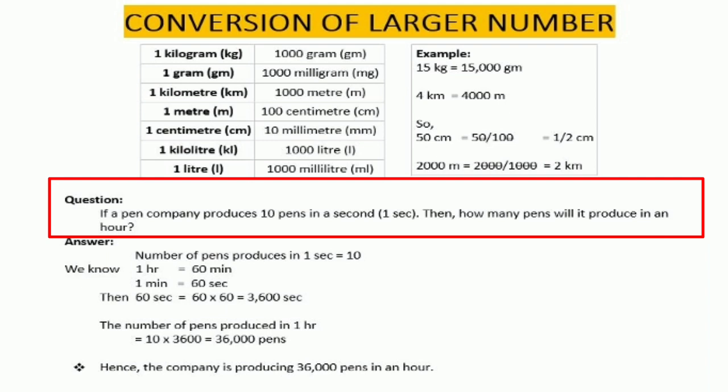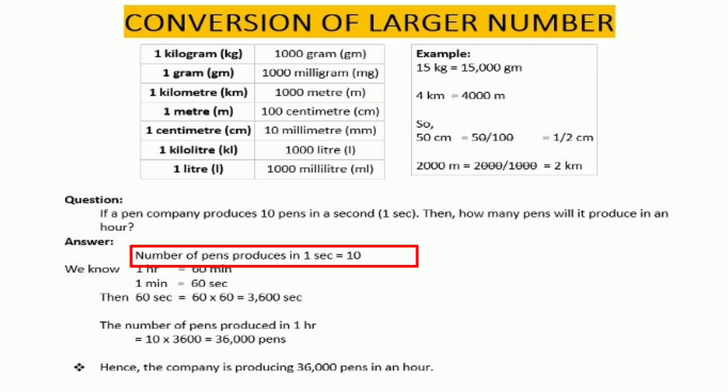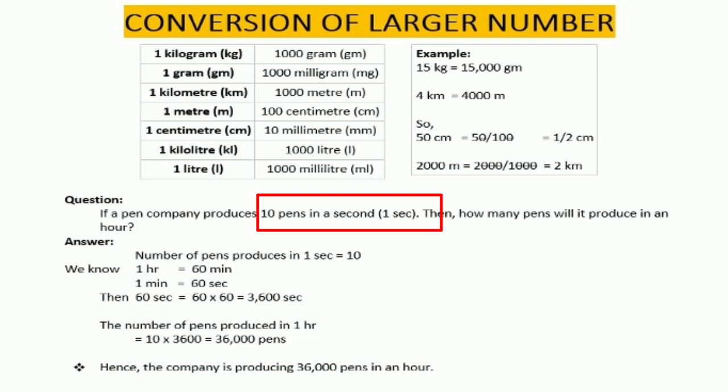So, before solving a question, we have to focus on the data given in the question. So, here, the data is number of pens produced in 1 second is equal to 10. That means 10 pens were produced in that company in 1 second.